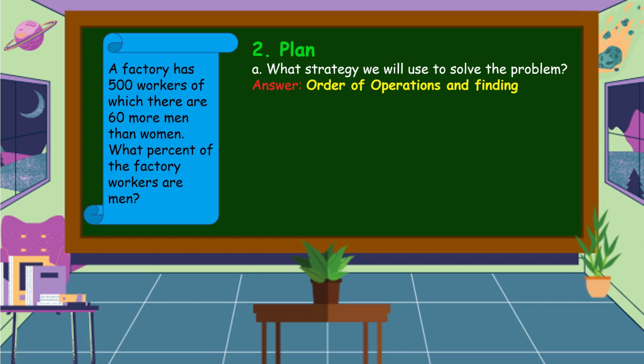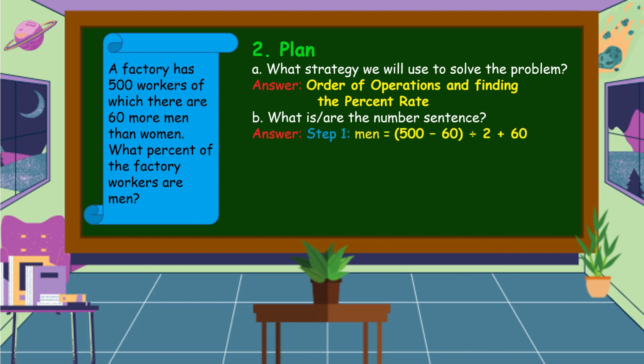Then, to know what percent of the factory workers are men, we're going to use the percent rate. So, pangalawa is gagawa na tayo ng ating number sentence. So, step 1, men is equal to, paano natin makuha yung number of men? Ito yung formula na pwede nating magamit. Ito yung ating number sentence.